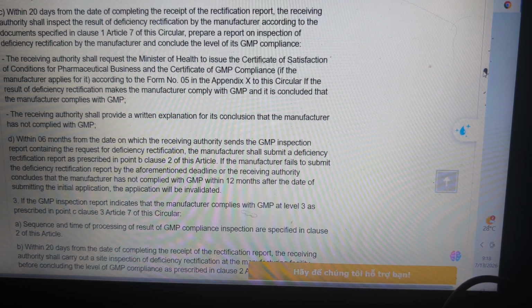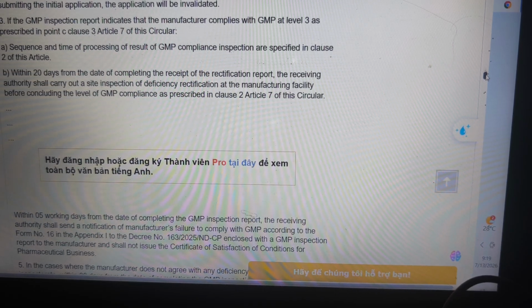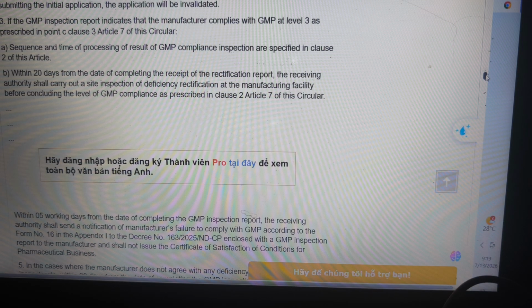Number three. If the GMP inspection report indicates the manufacturer complies with GMP level 3 as prescribed in point D, clause 3, article 7 of this circular, the time of the procedure result for GMP compliance inspection as specified in clause 2 of this circular is within 20 days from the date of receipt of the rectification report.